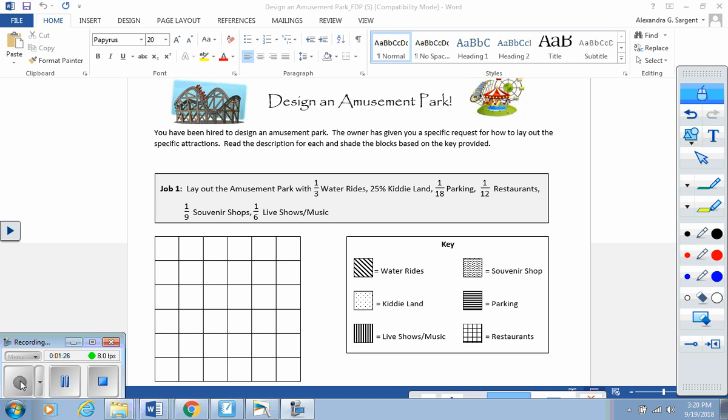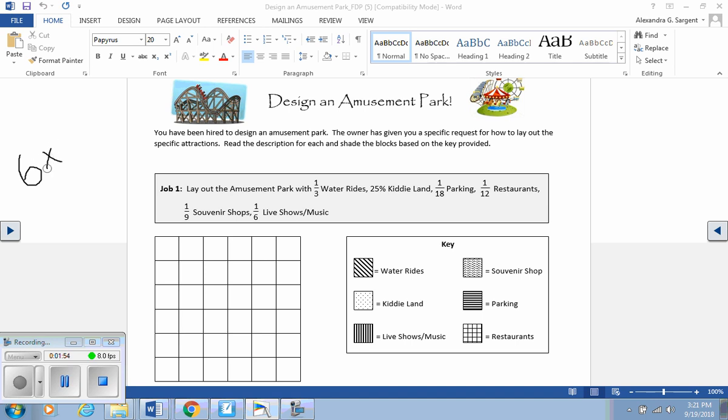Job 1 says, lay out an amusement park with 1/3 water rides, 25% kiddie land, 1/18 parking, 1/12 restaurants, 1/9 souvenir shops, and 1/6 live shows or music. This is the grid that we have to lay out the amusement park in. So my best bet, the first thing that I need to do is figure out how many total boxes are in there. And there are 6 boxes going this way and 6 boxes going this way. So if I do 6 times 6, that gives me 36. So I know that I am working with 36 total boxes in there.